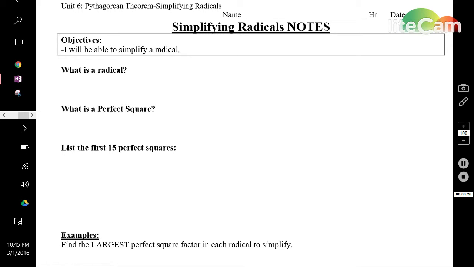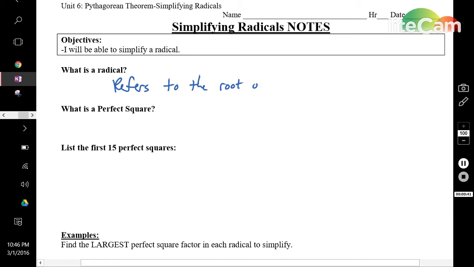First, let's talk about what a radical is. A radical refers to the root of a number. And in the Pythagorean theorem unit, this current unit, we're going to be talking about square roots specifically.